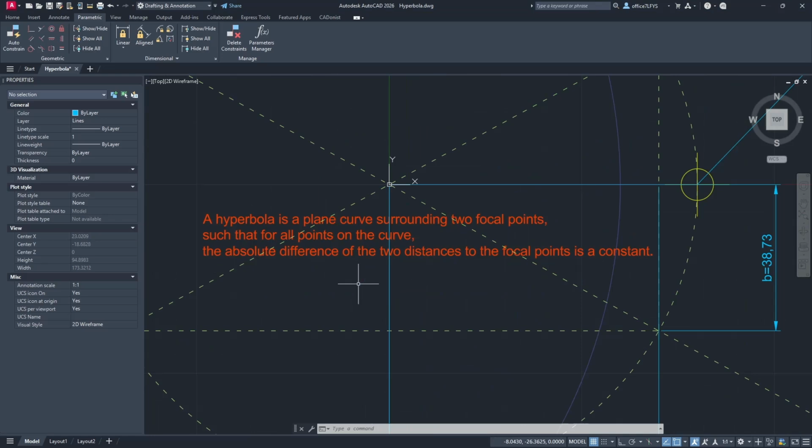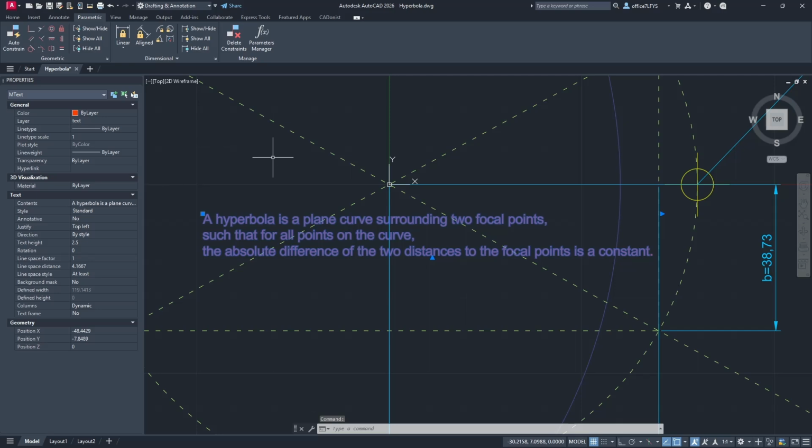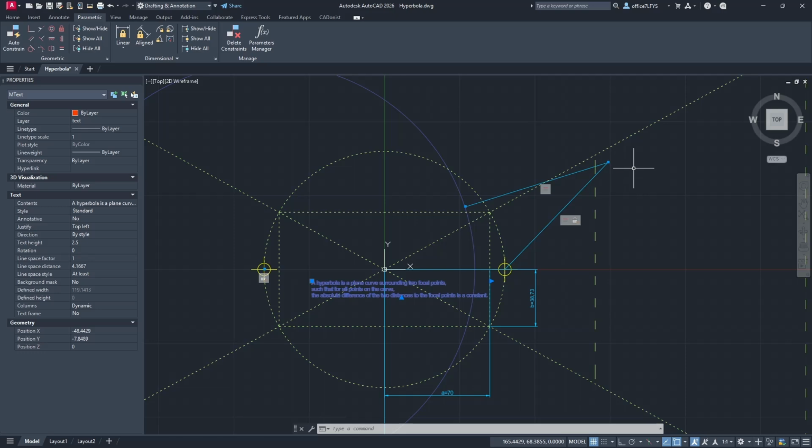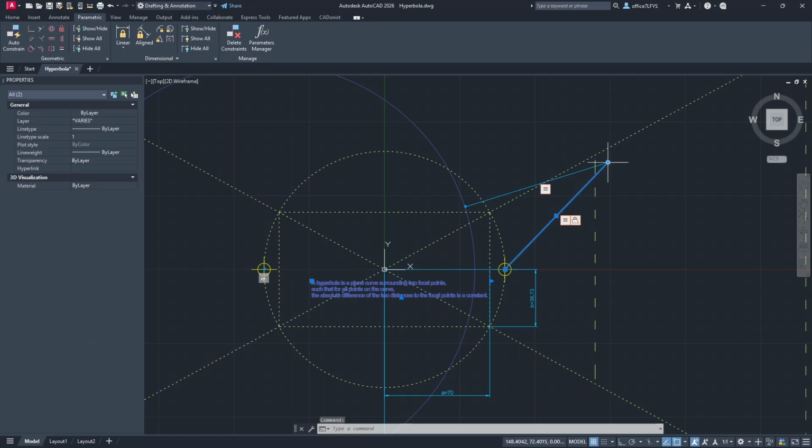Hello. Today, let us see how we can use what we learned about the ellipse to construct a hyperbola. First, let's start with the definition. A hyperbola is a plane curve where, for any point on it, the difference between its distance to one focus and its distance to the other focus is constant and equal to 2a, where a is the length of the semi-major axis.